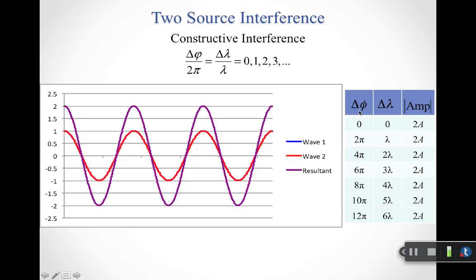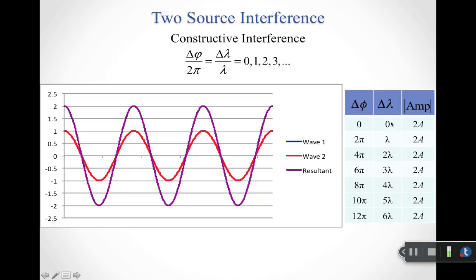And so when we think about what that means for values of the phase difference, that says values of the phase difference when it's 0 or 2 pi or 4 pi or 6 pi. So again, 0 or once around the circle, twice around the circle, 3 times around the circle, etc.